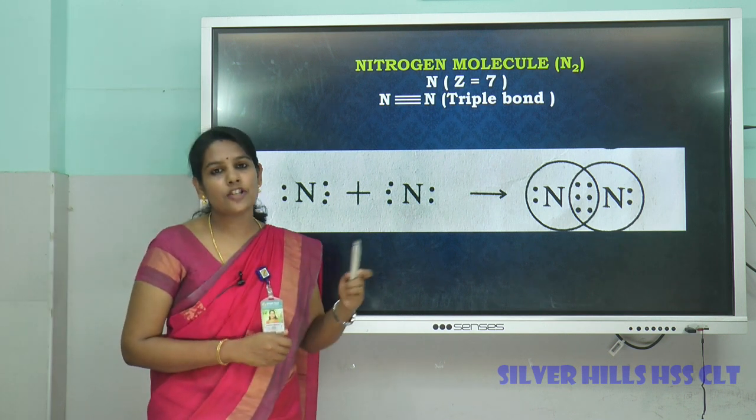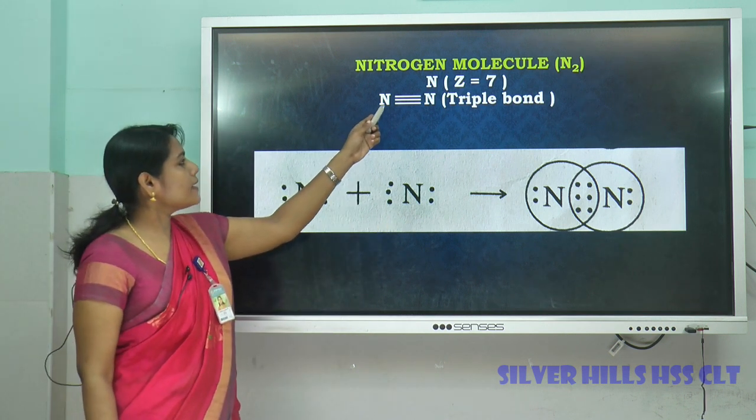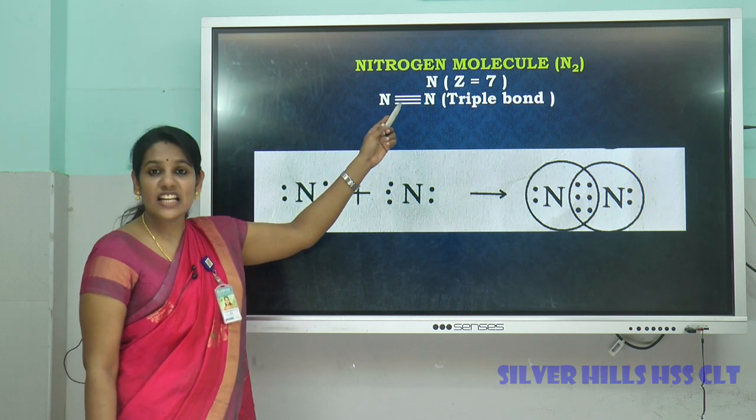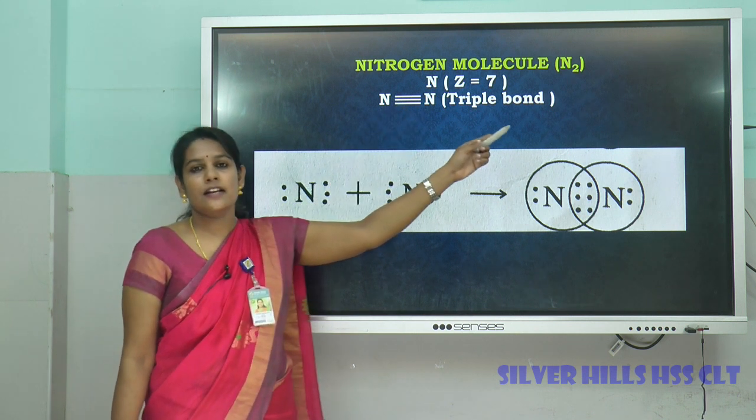So how do we represent a triple bond? Between the 2 nitrogen atoms you can see 3 lines. This represents a triple bond.